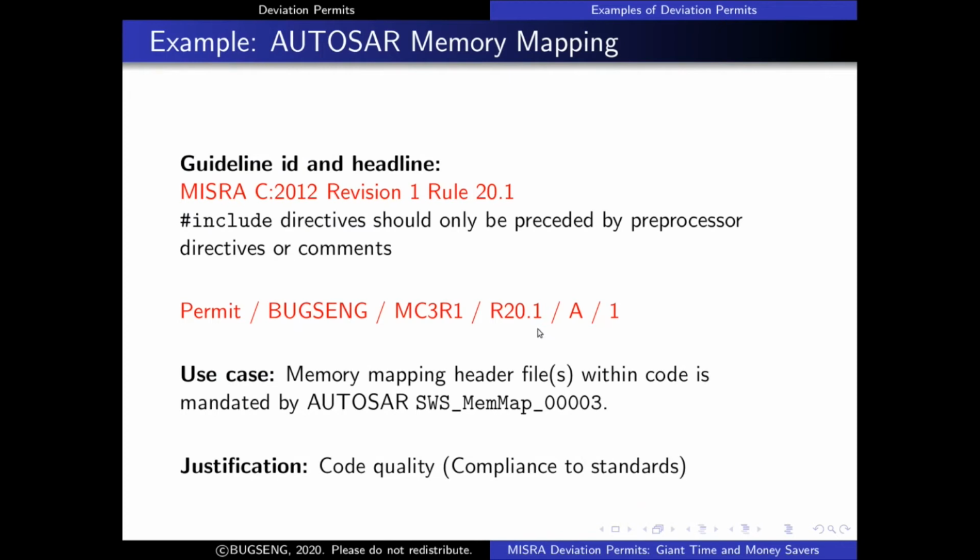The use case is memory mapping header files within code that is mandated by AUTOSAR, by a certain clause of AUTOSAR. So basically, AUTOSAR prescribes a certain format for implementation files, and the memory mapping header files inclusion comes at a certain point, which may be preceded by code or declarations or definitions, which would be a violation of this rule. The justification is code quality, and the attribute of code quality is compliance to standard. So in this case, we want to comply to these AUTOSAR prescriptions.